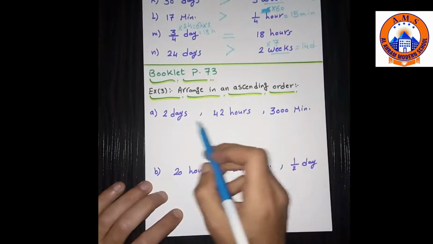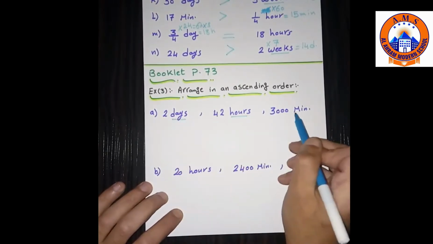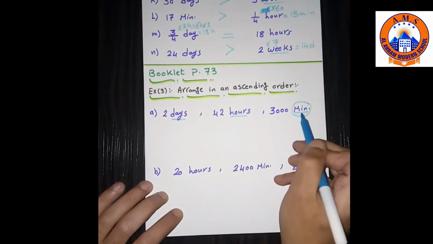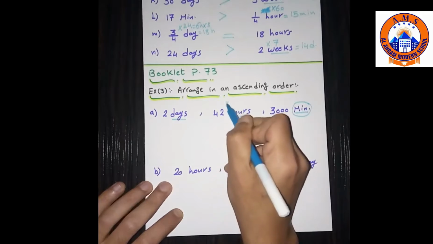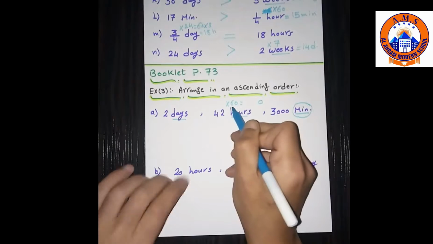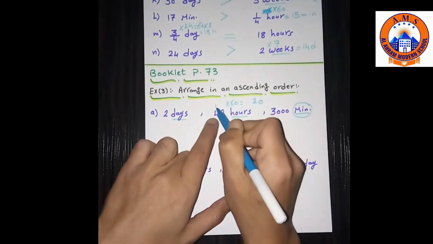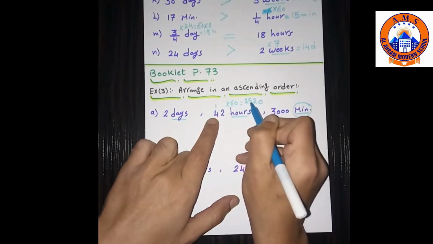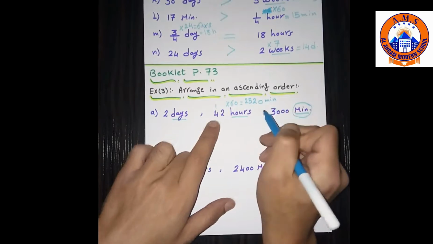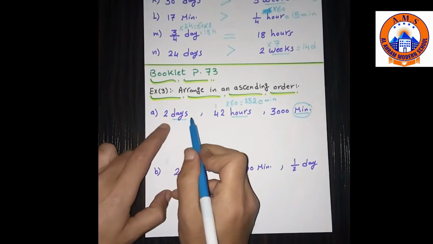First, in arrangement, I have to see the smallest unit. Here we have days and hours and minutes. So I'm gonna change these two numbers into the smallest one, which is minutes. From hours into minutes, we multiply by 60. We're gonna put a 0 and multiply 6 by 2 equals 12, 2 and carry up 1, 6 by 4, 24, and we have 1, so it's 25. So we have 2,520 minutes.